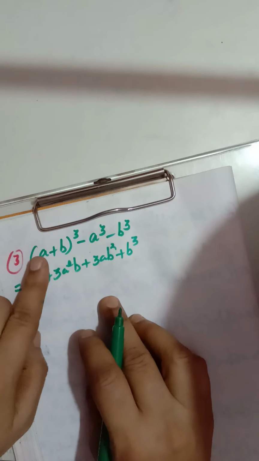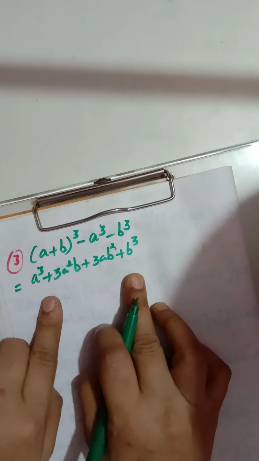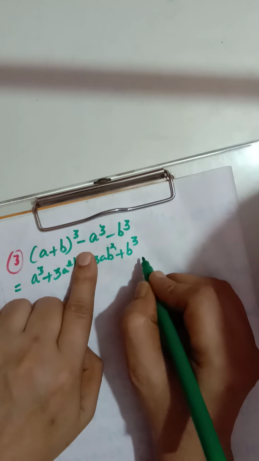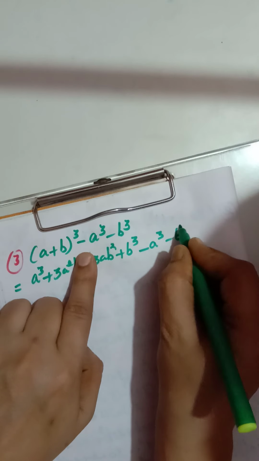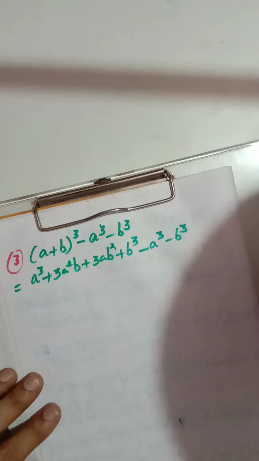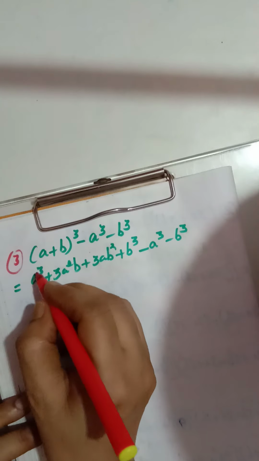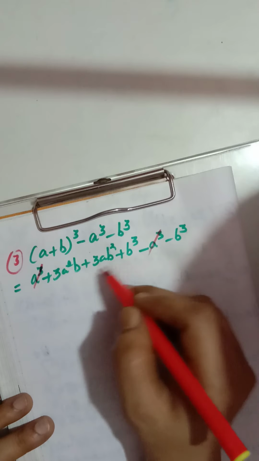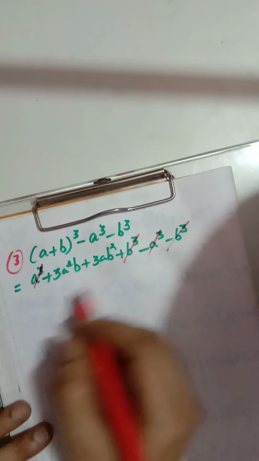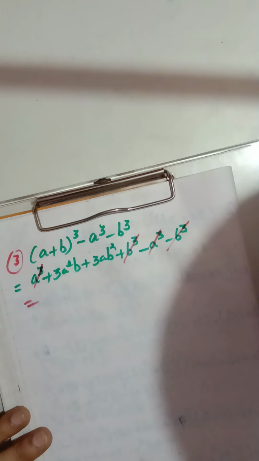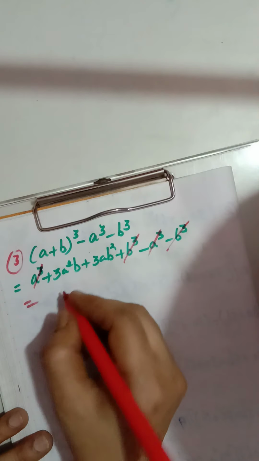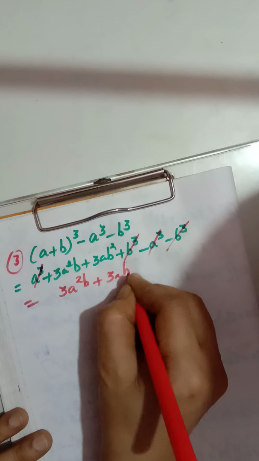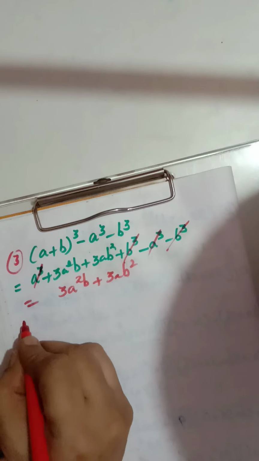This is the formula for (a plus b) whole cube, which you have already learned in the previous chapter. And what terms are remaining then? Minus a cube minus b cube. Now here, children, plus a cube and minus a cube get cancelled, and plus b cube and minus b cube get cancelled. So what is remaining is 3a square b plus 3ab square. So this question is only this much.